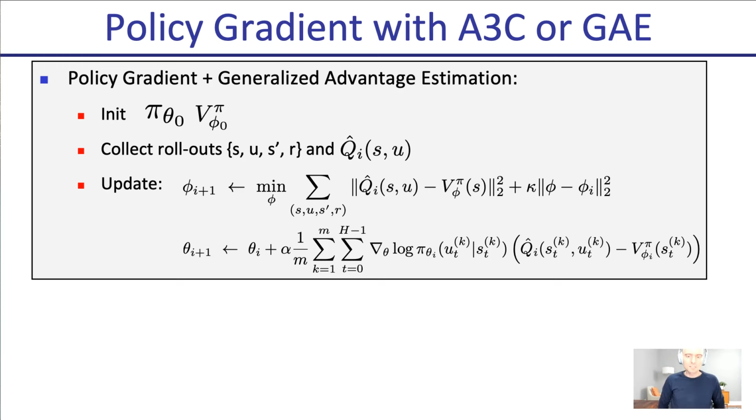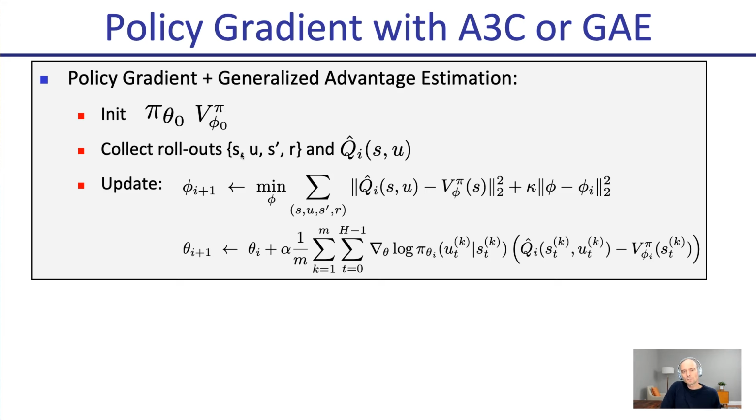Okay, so now let's take a look at our more complete approach: policy gradient with A3C or generalized advantage estimation. What does it look like? Initialize a neural network for encoding the policy. Initialize a neural network for encoding the value of your current policy. So two neural networks. Sometimes they're the same network with a lot of it shared and then two different heads, one head for the policy, one head for the value. They can also be separate networks. That's up to you.